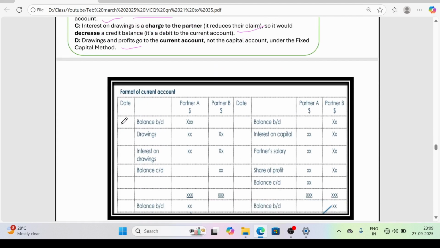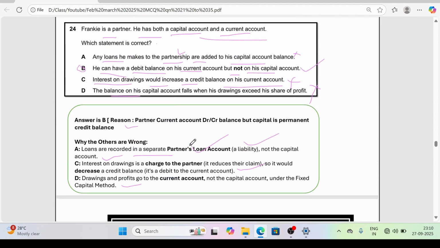Okay, here is the format. They're talking about the opening balance, right? See, the partner's current account opening balance sometimes will be debited or sometimes credited. Then interest on drawings, see here, is on the debit side, and interest on capital, salary, and share of profit are on the credit side. So you have to be aware of this current account format, then only you can answer this type of question.